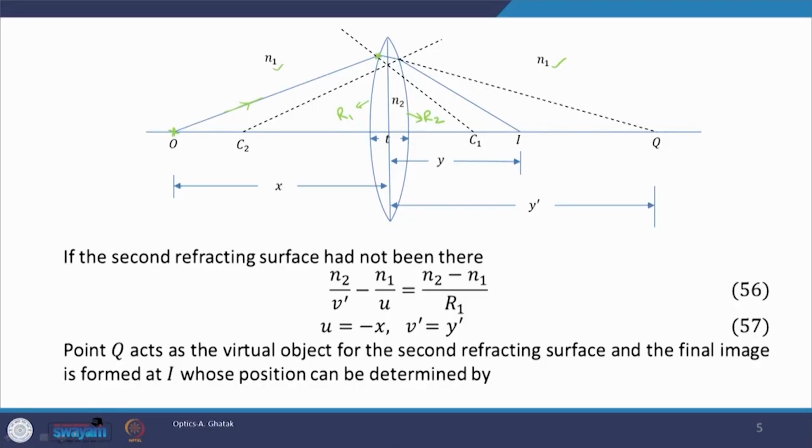For the time being we will neglect the second surface of the lens and only consider that the lens has only the left surface, a single surface. Now we will implement our previous knowledge of image drawing in the single spherical surface case, and let us see what we get. If we just consider this single surface, then the sphere will go like this.